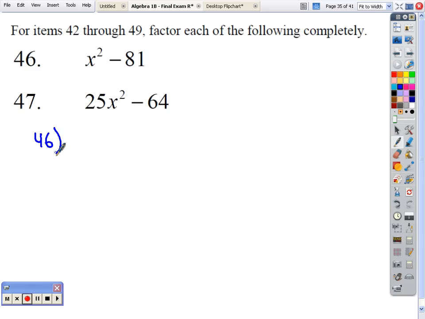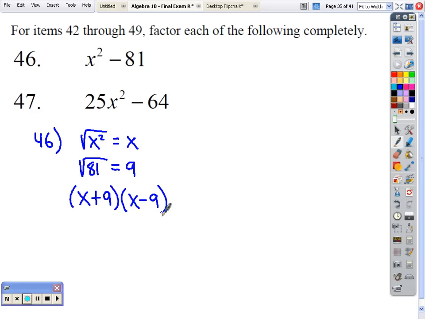So if you look at 46, what you have is x squared minus 81, and these are special type problems that you can solve by just taking the square root of each of the terms. So the square root of x squared is just x, because x times x equals x squared, and the square root of 81 is 9. 9 times 9 is equal to 81. So that gives you the terms, or the pieces that you're going to use in the final answer. So my answer is just going to be like this: x plus 9 and x minus 9.